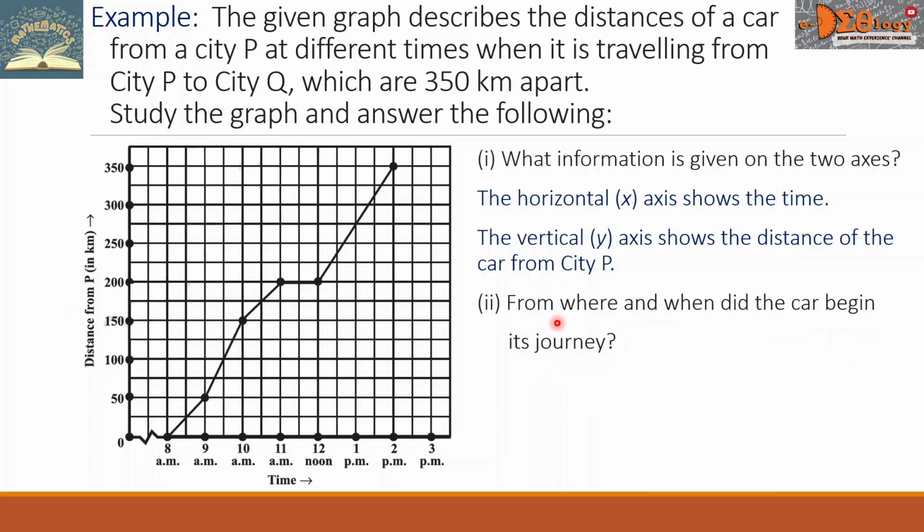Second question, from where and when did the car begin its journey? Looking at the graph, we can say that the car started from city P at 8 a.m.